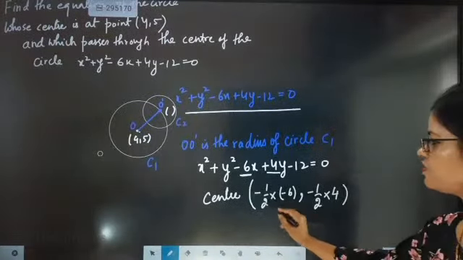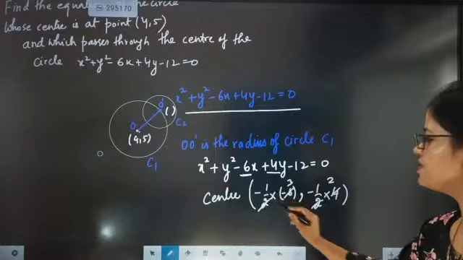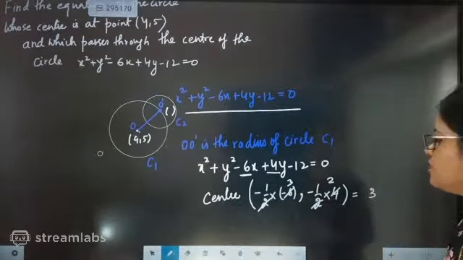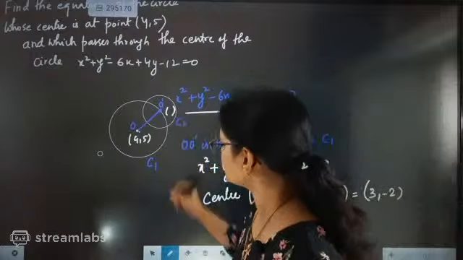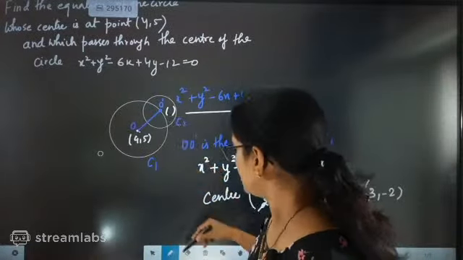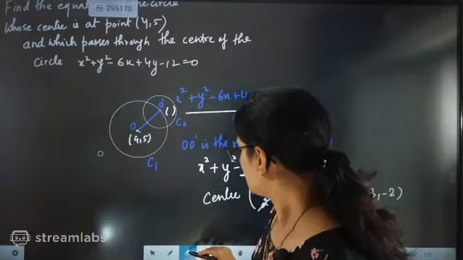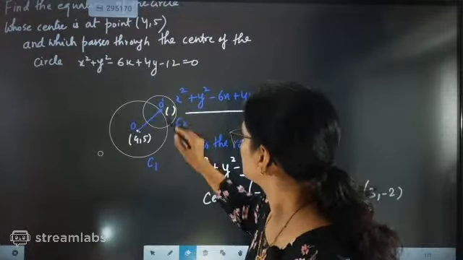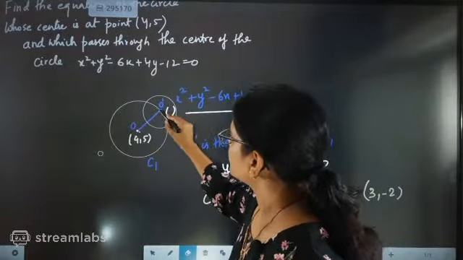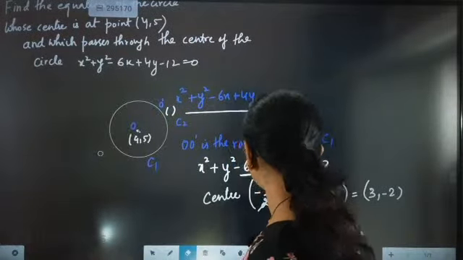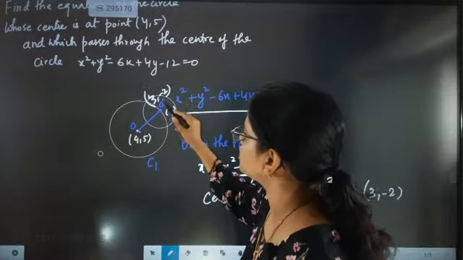Coefficient of y is 4. Now cancel this one 3 times, cancel this one 2 times. So minus into minus, the center is coming as 3, comma minus 2. So now we got the center here as 3, comma minus 2, which is what we were looking for. The center is 3, comma minus 2. So this is the center of O dash.